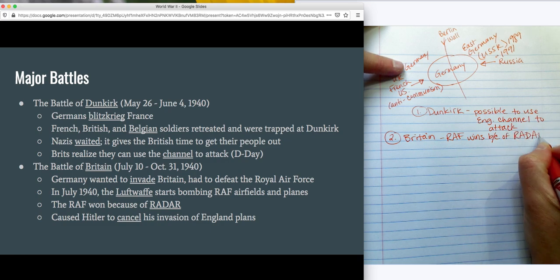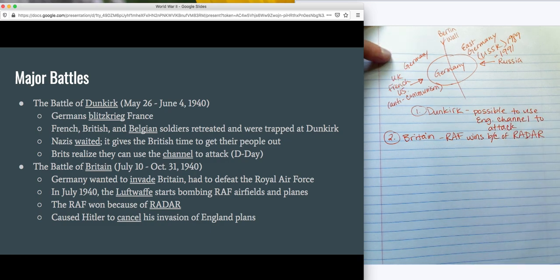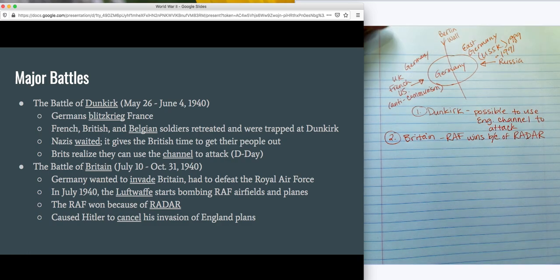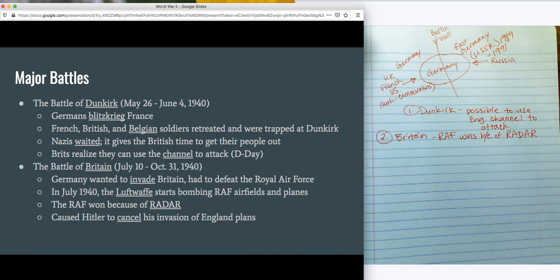Ranging and detecting something. And it causes Hitler to cancel his invasion of England plans because it was just too darn difficult. So the British forces are called the Royal Air Force, or the RAF, and the German forces are called the Luftwaffe, which is a wonderful name. The Luftwaffe themselves, meh, but the name Luftwaffe, delightful.